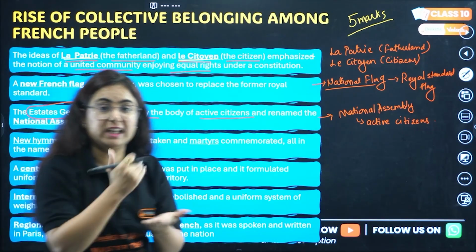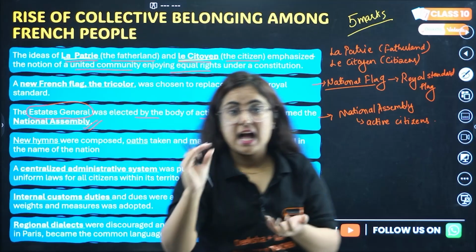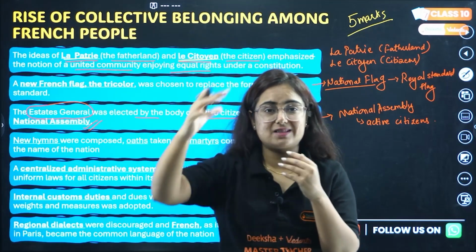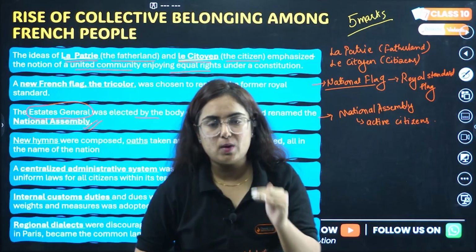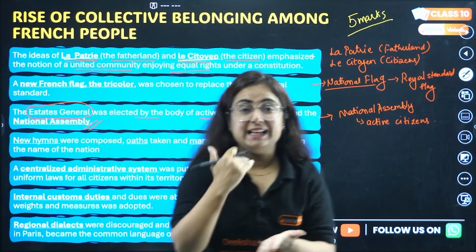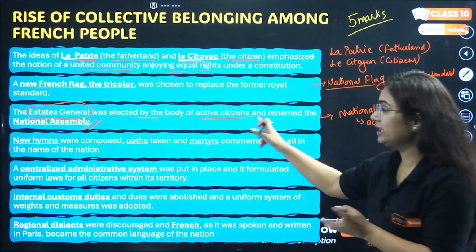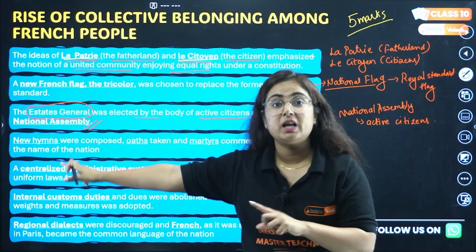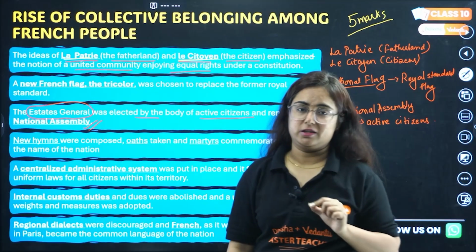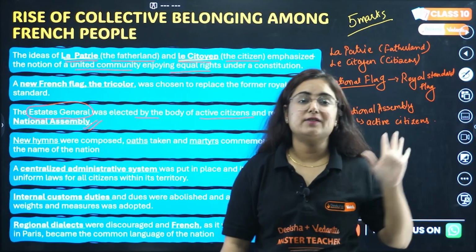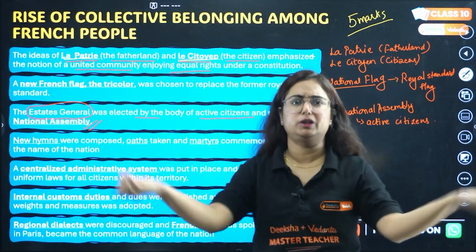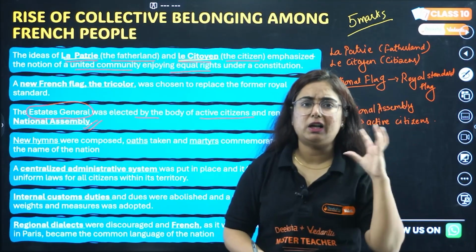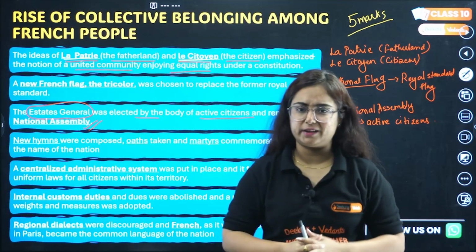But now we know that the third estate had the highest population, around 60% of the population. When we talk about its representation, it was quite low, so it was unfair, and hence they decided that they wanted a National Assembly to be elected by the active citizens of the nation. Basically, the right to vote was not given to everyone. There was a certain qualification for that. They were known as active citizens.